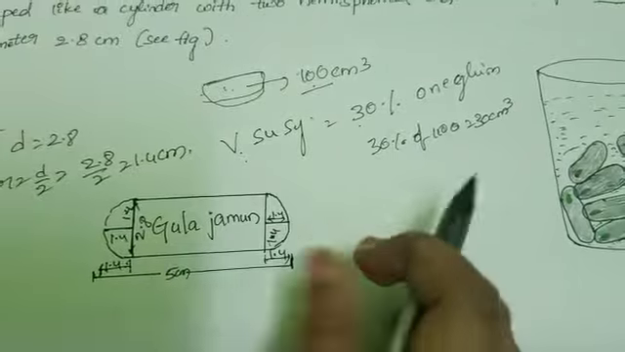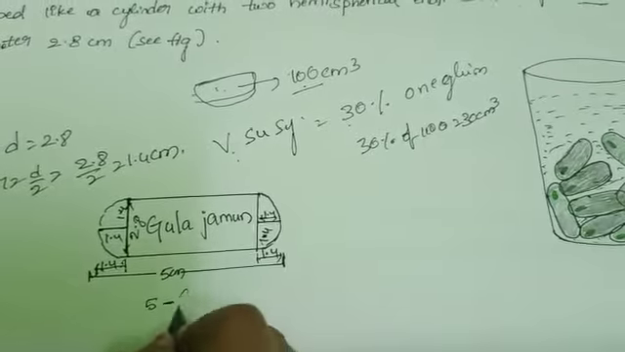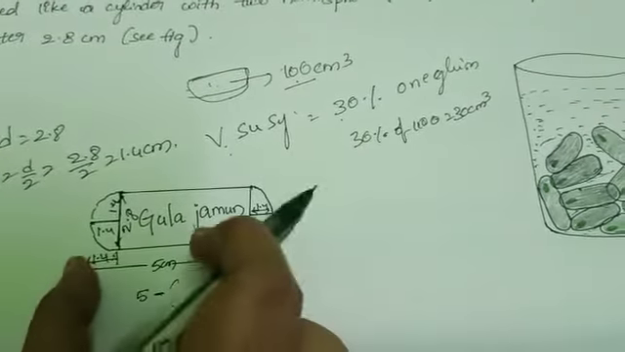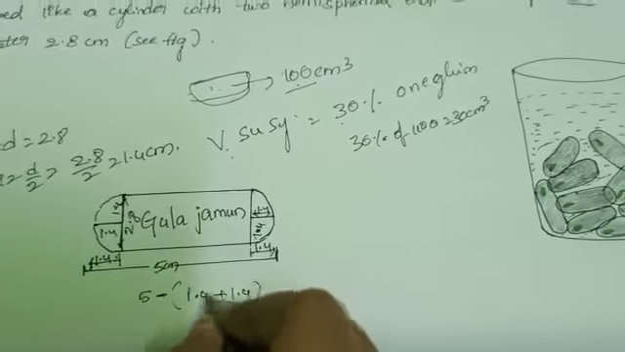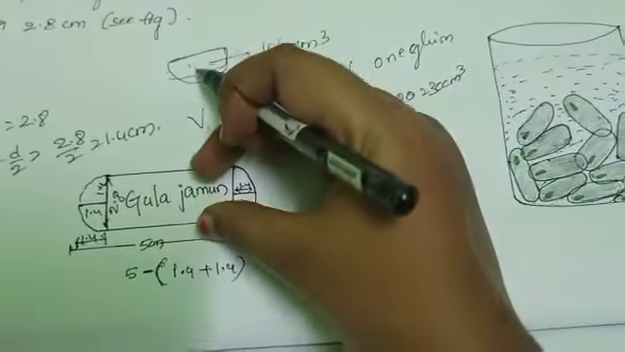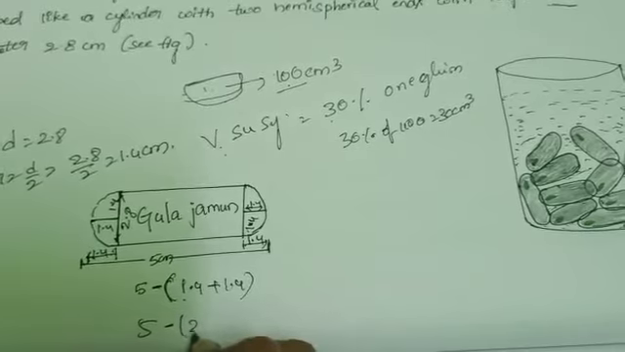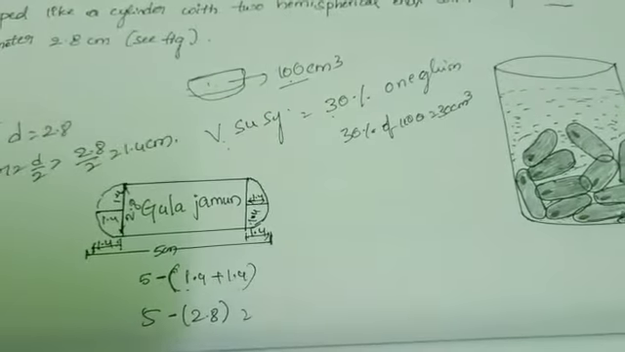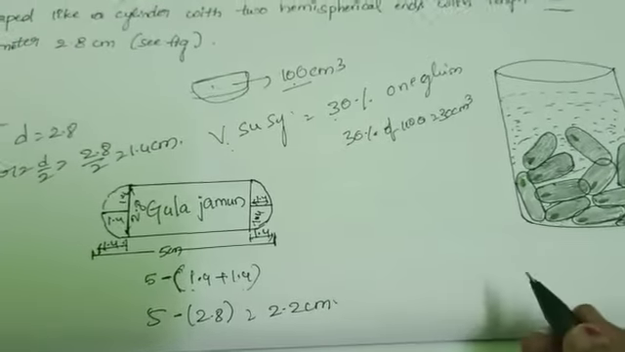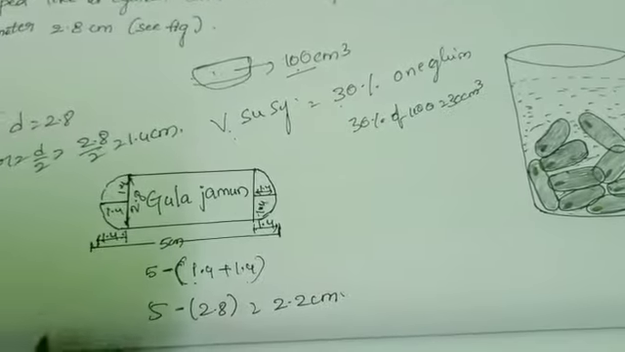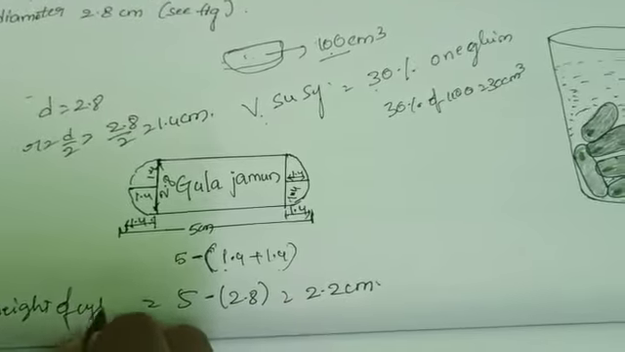What is the length of the cylinder? The total length is 5 minus the radii of the hemispheres, 1.4 plus 1.4. It gives the cylinder length: 5 minus (1.4 plus 1.4), which is 5 minus 2.8, equal to 2.2 centimeters. This is the height or length of the cylinder.